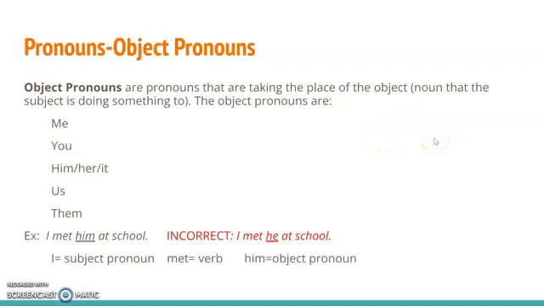Object pronouns are what's going to take the place of the object. So again, the thing that the action is being done to. And these object pronouns are me, you, him, her, it, us, them. An example of this: I met him at school. So I would be the subject pronoun. Met is our verb, and him is our object pronoun. It would be incorrect to say, I met he at school. Again, this he is a subject pronoun, so it would not be placed here in the sentence. We would want it placed up here if we were going to use he. And in this case, we would want him instead of he.